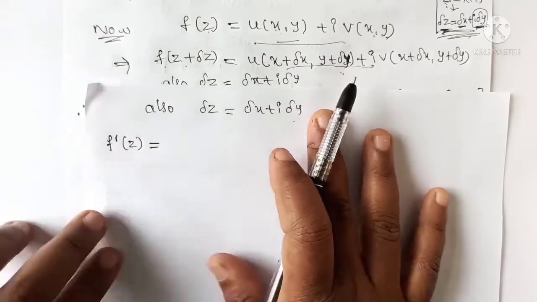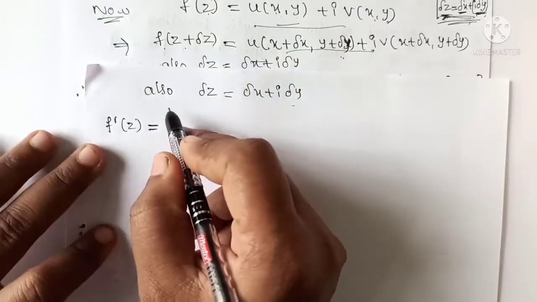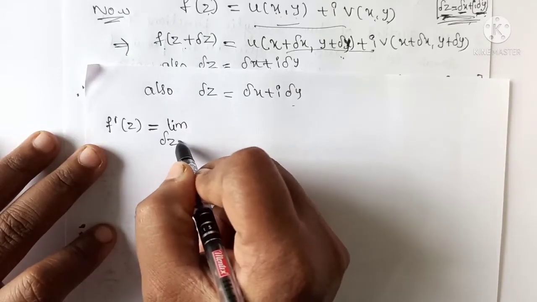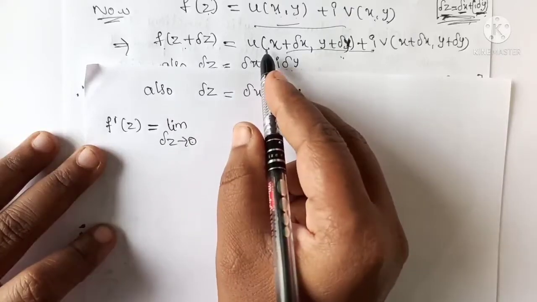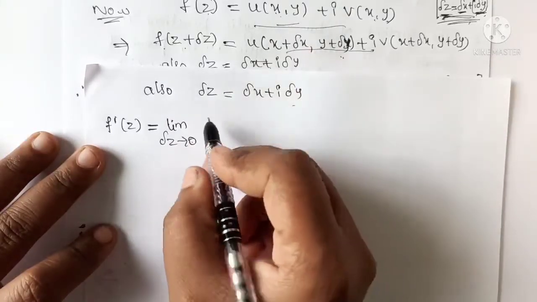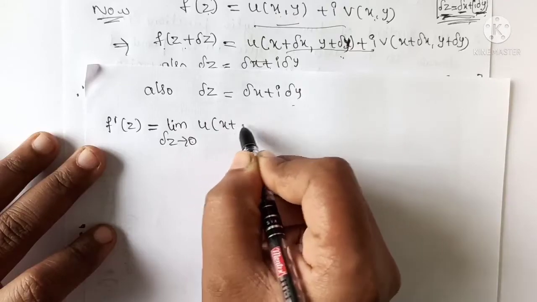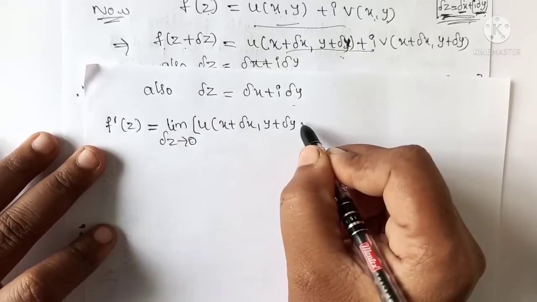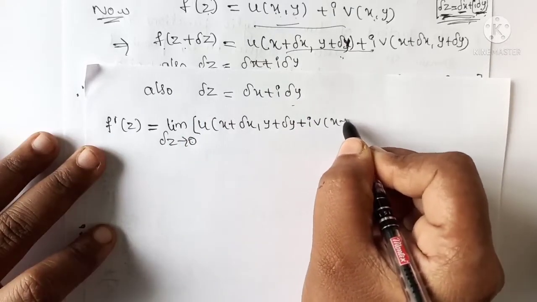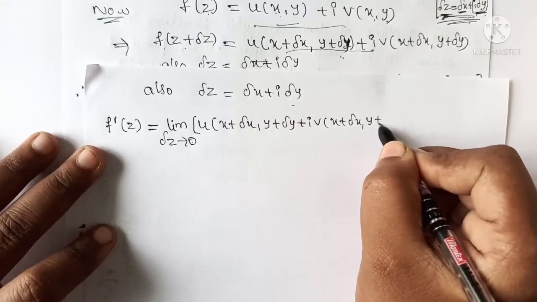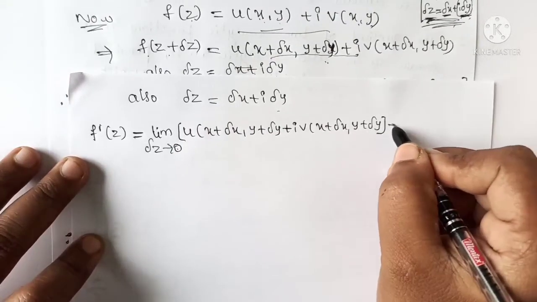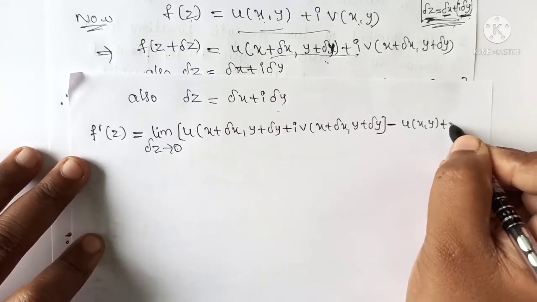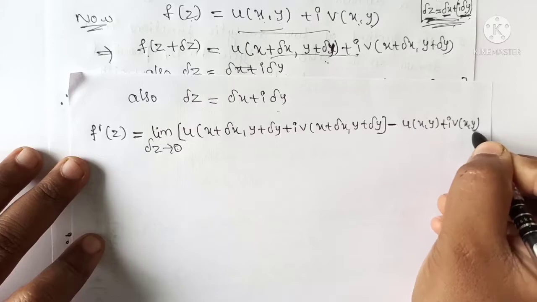So therefore it can be written as limit delta z tends to 0, u of x plus delta x comma y plus delta y, plus i v of x plus delta x comma y plus delta y, minus, in the place of f of z we write u of x comma y plus i v of x comma y.